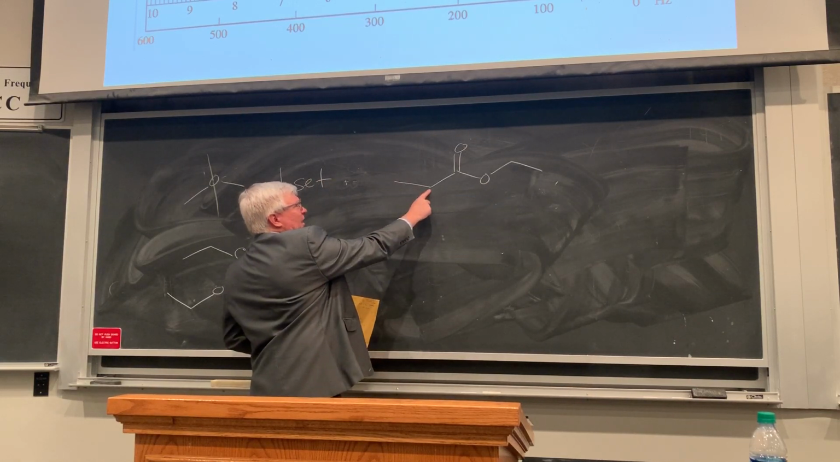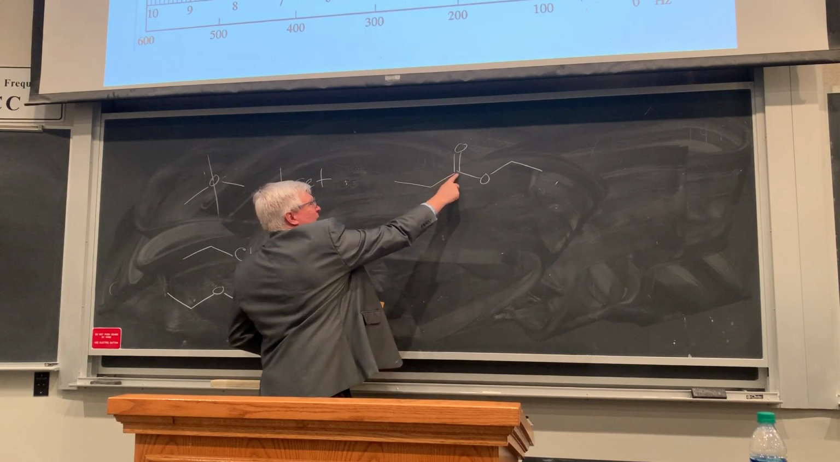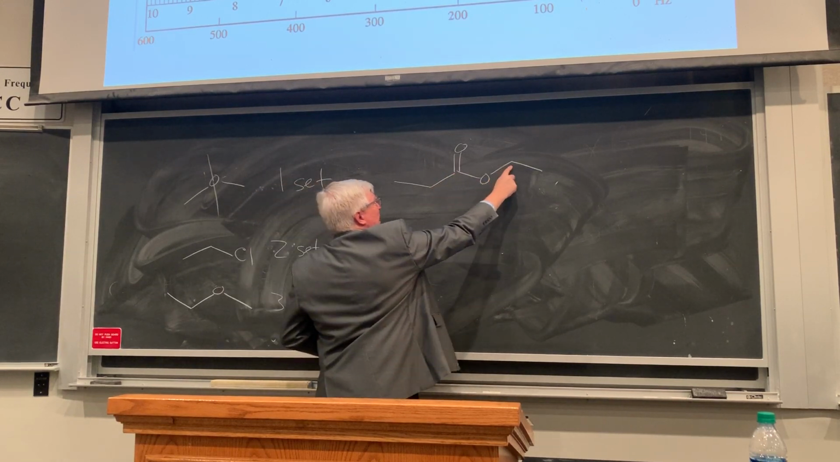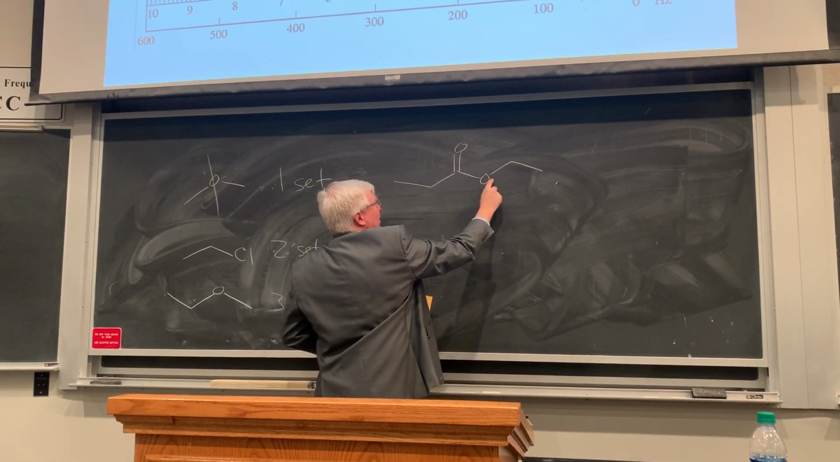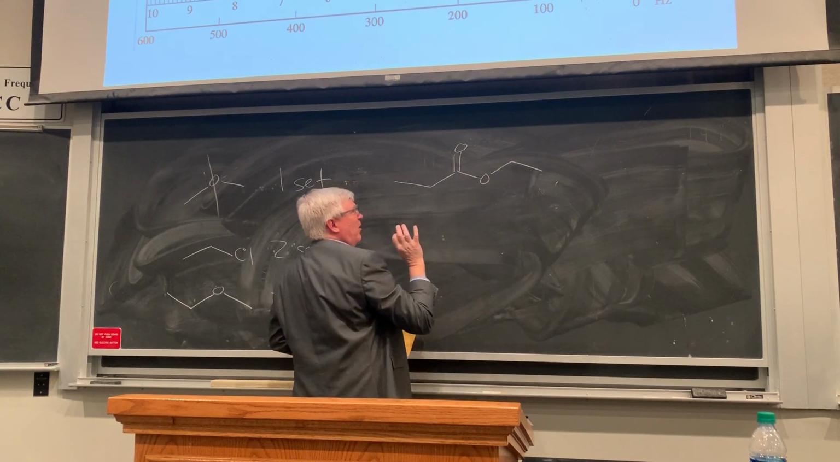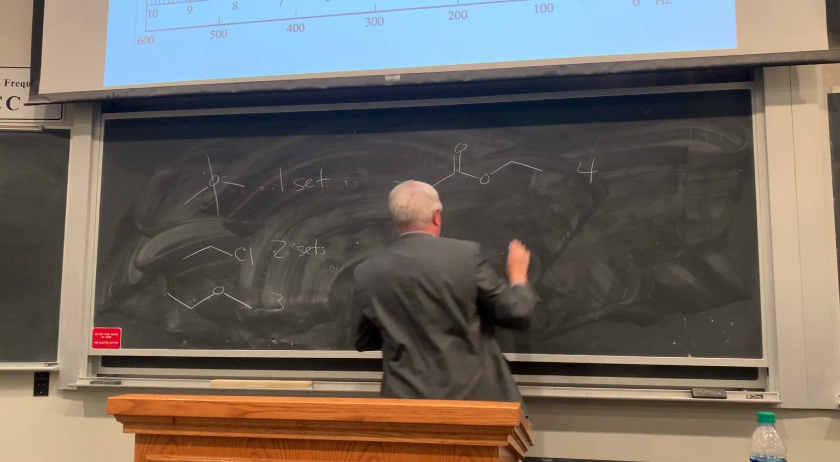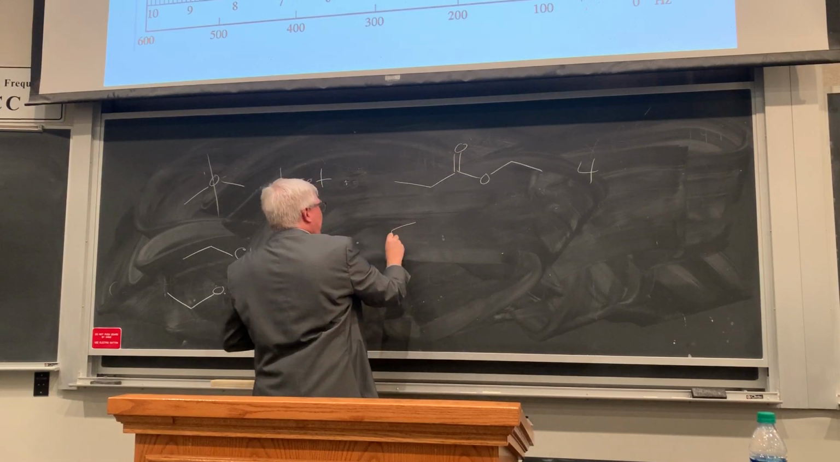So that's a set. This is also a set. That's different. This is alpha to the carbonyl. This methylene is alpha to that oxygen. So that's different also. So how many total sets? Right? 4. So that's very different. How about this one?